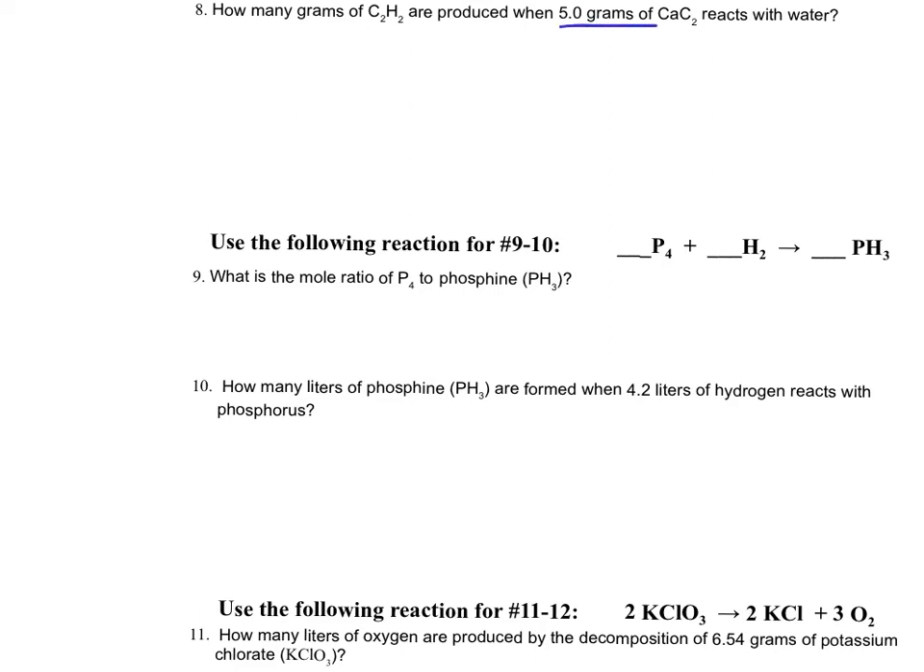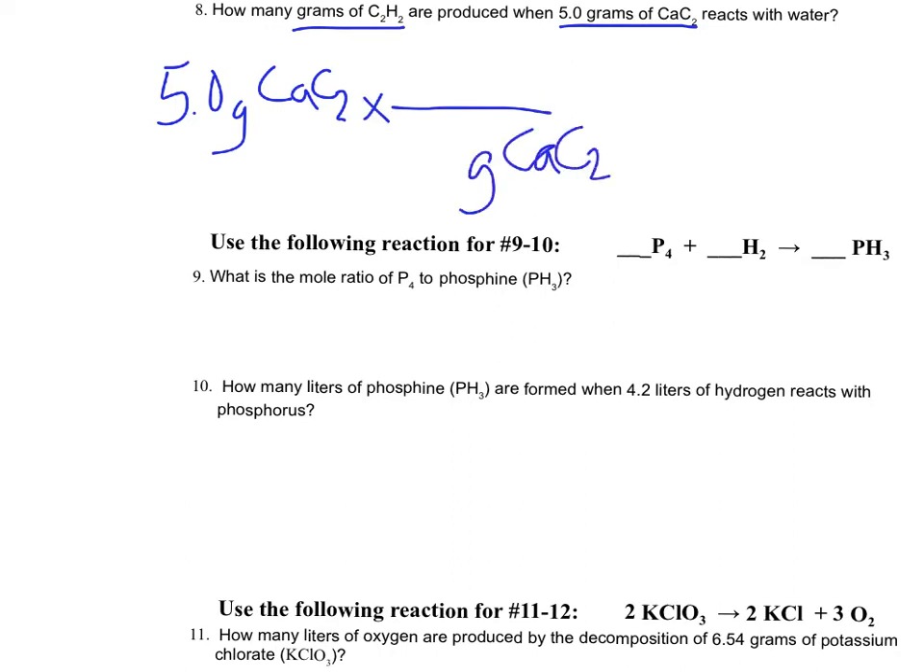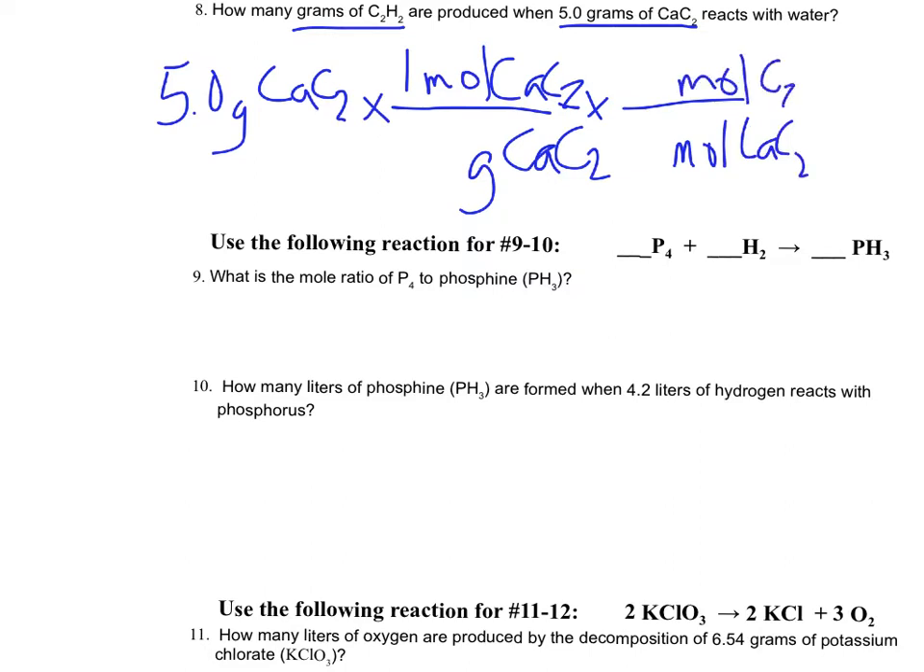So you're beginning with 5 grams of calcium carbide. You need to solve for how many grams. So calcium carbide should be your substance A. Add up your formula mass of 1 calcium and 2 carbons for the bottom, to 1 mole of calcium carbide to the top. So moles of your calcium carbide to moles of what you're asked to solve for, the C2H2.